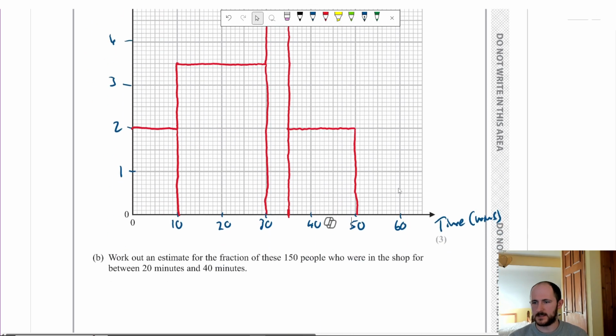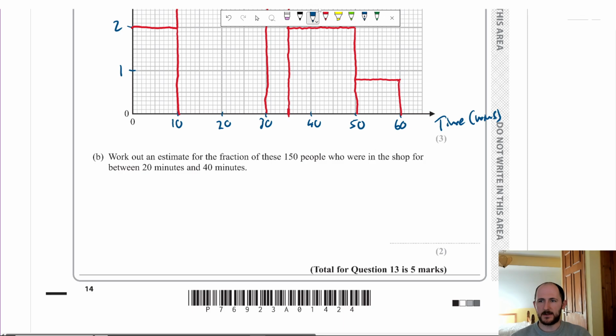50 to 60 goes up to 0.8, so it's 2 below. And there you have it. Beautiful. So in terms of where you get your marks, axes labelled and with a scale, 4 correct bars, then you're done. That's it. Now it says, work out an estimate for the fraction of these people, these 150 people who are in the shop for between 20 and 40 minutes.